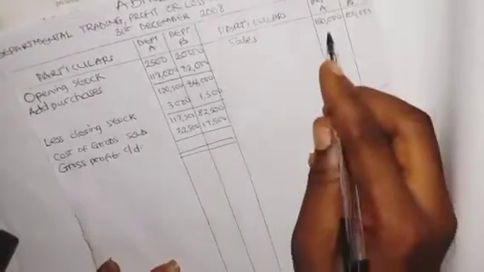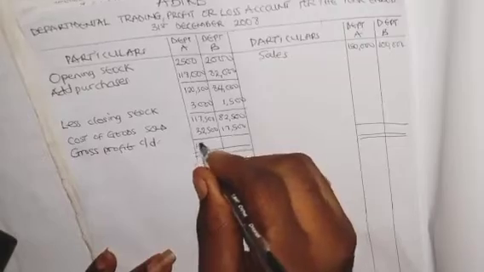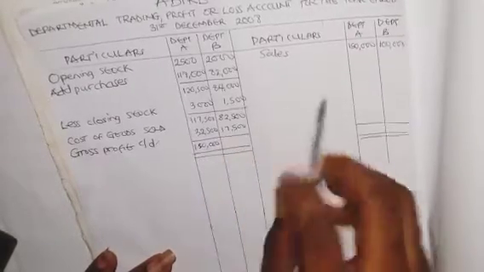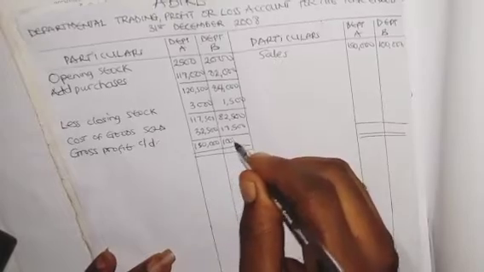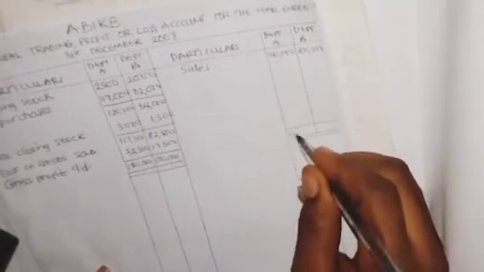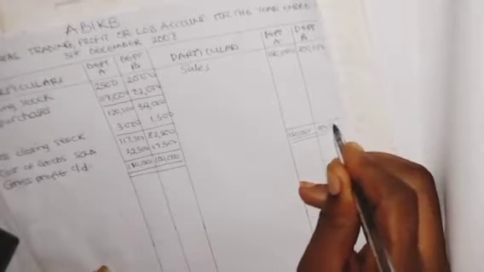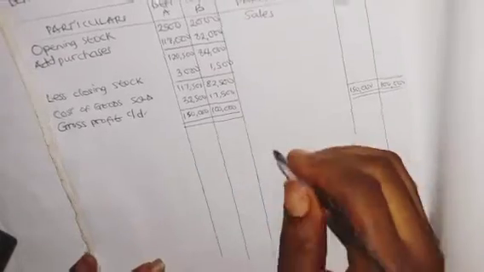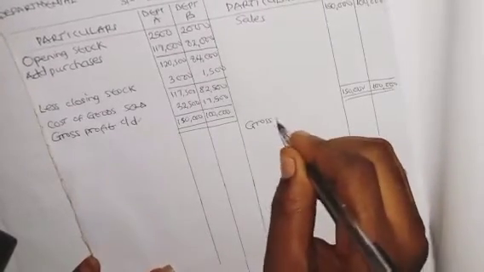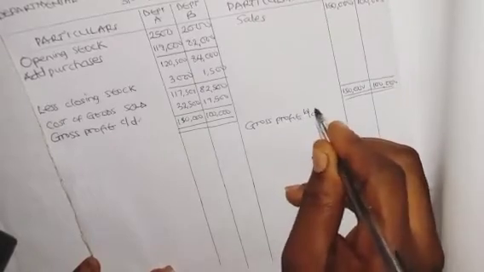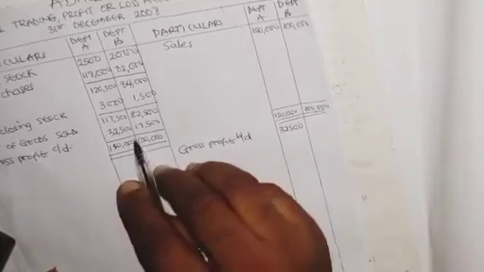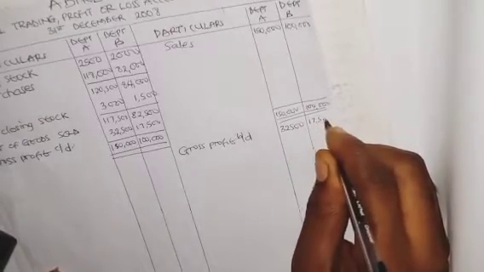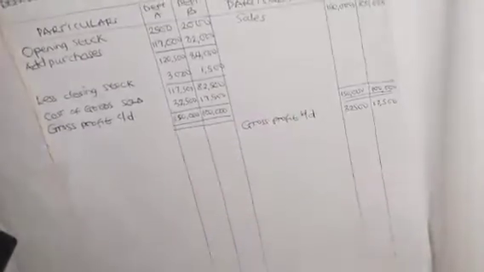Okay, so if we add up this now, it gives us 150,000, and this will give us 100,000. So the gross profit carried down is now brought down on this side. So we have the gross profit brought down here as 32,500, and here as 17,500. Okay, so we can now start posting all our expenses here.